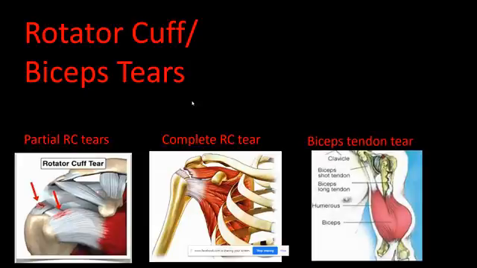Okay, your biceps tendon. So sometimes the long head of the biceps is considered the fifth rotator cuff muscle or the fifth rotator cuff tendon. And sometimes that long head of the biceps can tear or pop off if you do something crazy in the gym or anything like that.